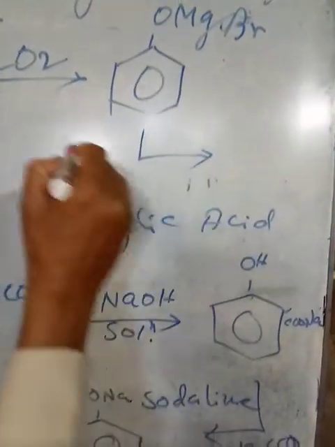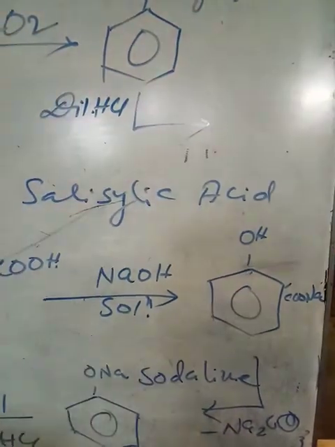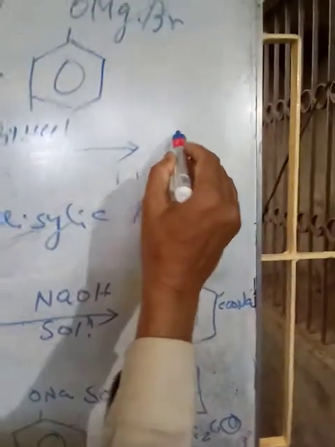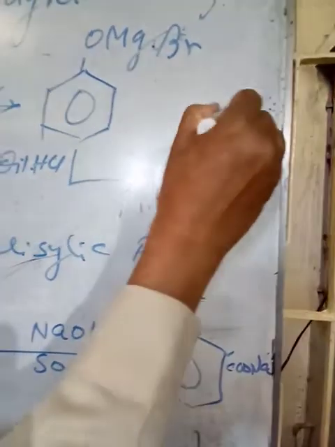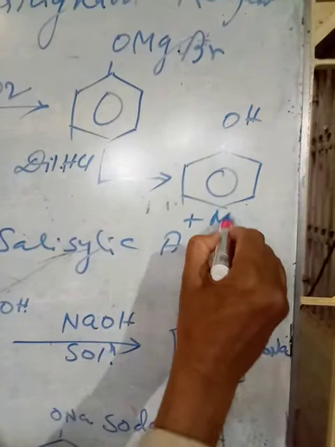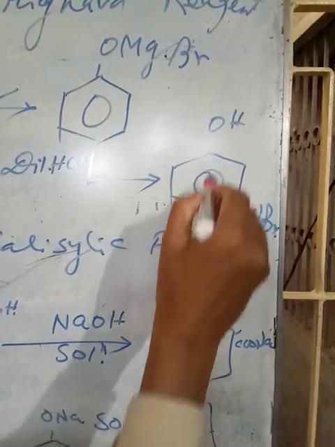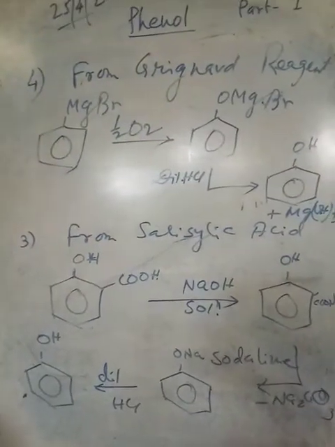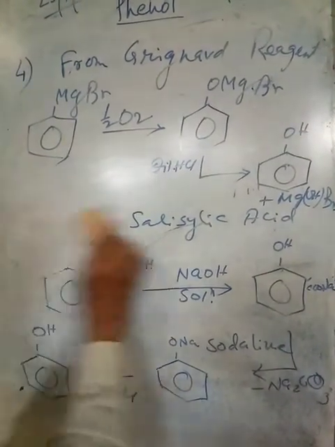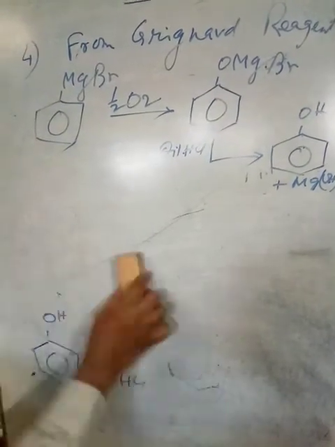Then on dilute HCl, it will undergo hydrolysis to form phenol plus MgOHBr. This is phenol. So from Grignard reagent we can also prepare phenol. These are the laboratory preparations of phenol.